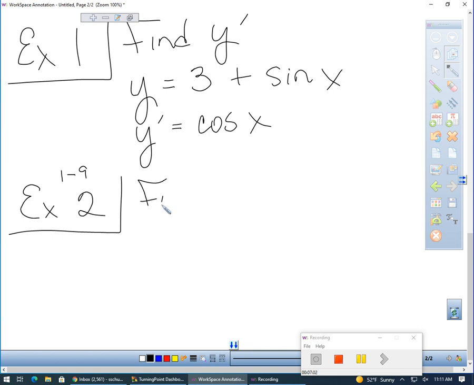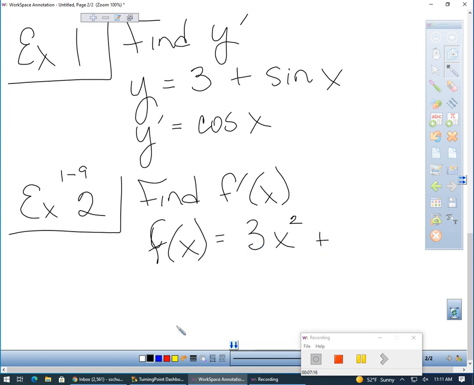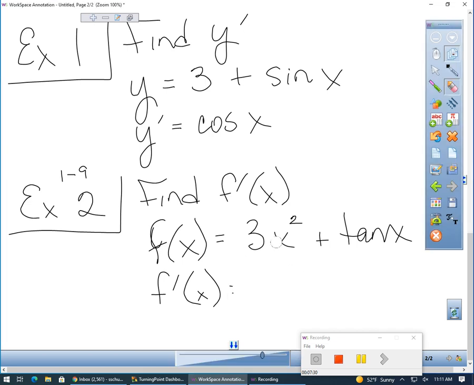Again, we're finding f prime of x. I'll say it that way this time. And let's do f of x equals 3x squared plus tangent x. Yes, f prime of x is 6x. Maybe let's try again. 6x plus secant squared.